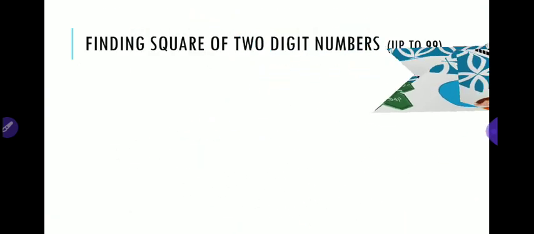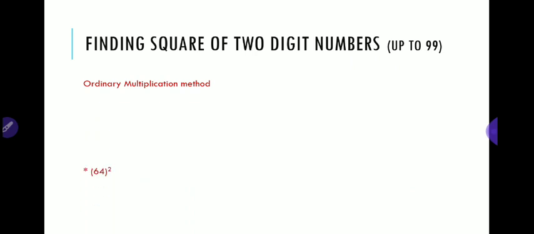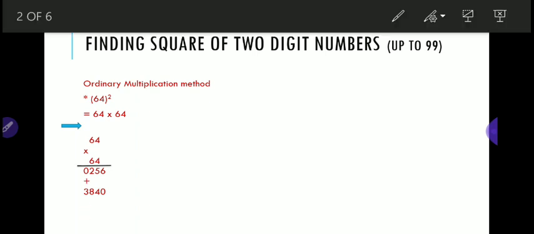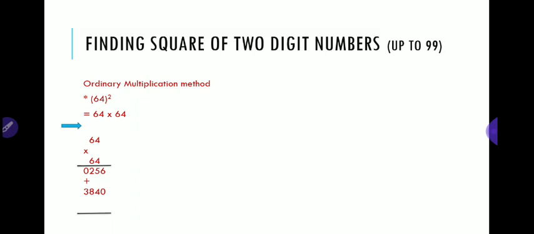So let us begin with one example in which we will solve it by the ordinary multiplication method. Let us find the square of 64. In the ordinary multiplication method, we multiply 64 by 64. First we multiply 4 by 64, you will get 256. Then you multiply 6 by 64, you will get 384, and you add a 0 at the unit place, and then you add both the values to get the final answer. That is, the final answer will be 4096. But this requires a little bit larger time.